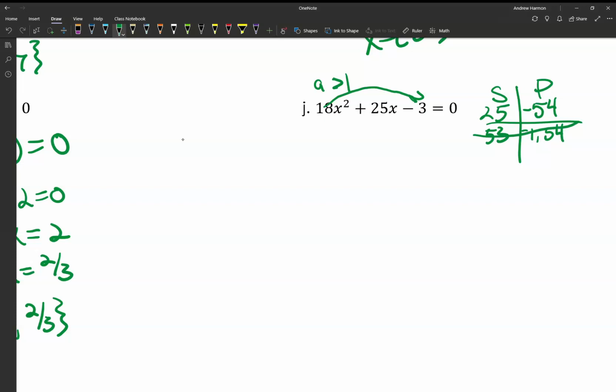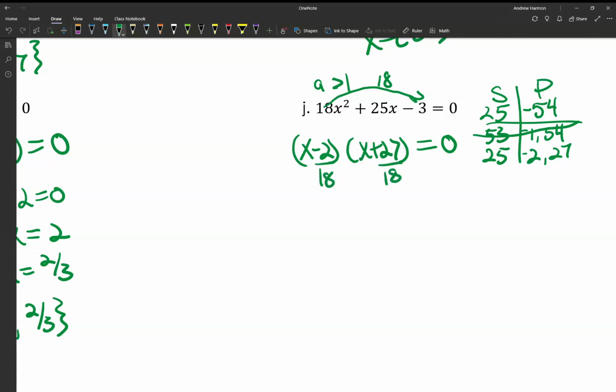Let's try 2. Negative 2 and 27. Well, that will give me the sum of 25. So those are my two factors, x plus 2 and x plus 27. Now the problem is, though, I had to slide and multiply by that 18. So what I need to do now is divide each of those by that 18. So now that I did that, 2 doesn't go into 18, but it does simplify a little bit. So it's going to become x minus 1 over 9.